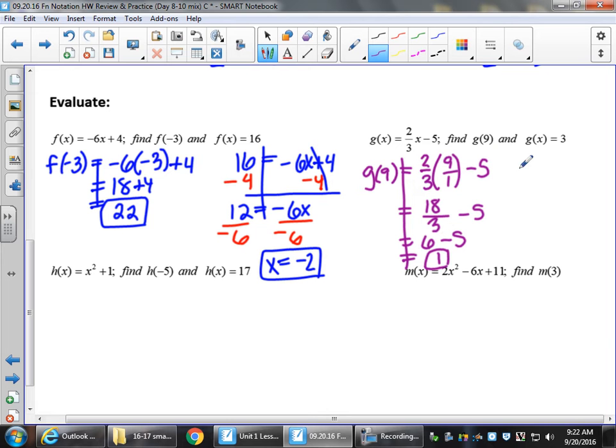Now this is a little different. Here, I'll put this in green. Now I'm being given the output. 3 equals 2/3 x minus 5. How are we going to solve for x? What has to move first? Let's add 5 to both sides. So what do I have on the left side? 8 equals 2/3 x. That's gone. How am I going to clear this fraction? There's this awesome word that starts with an R.